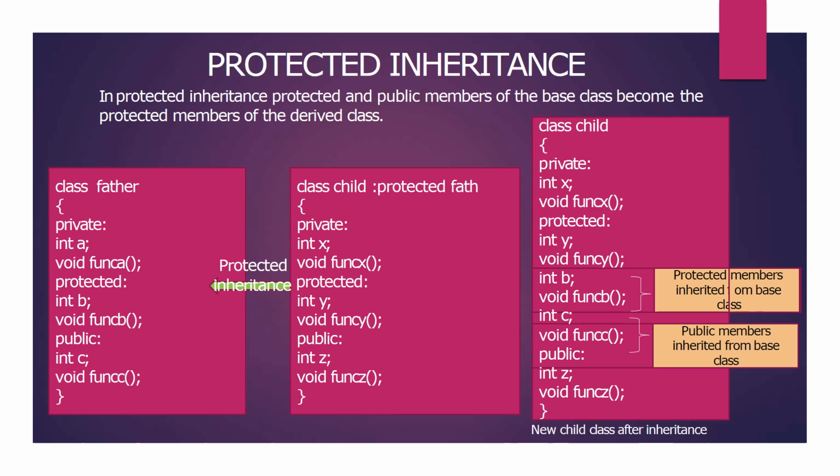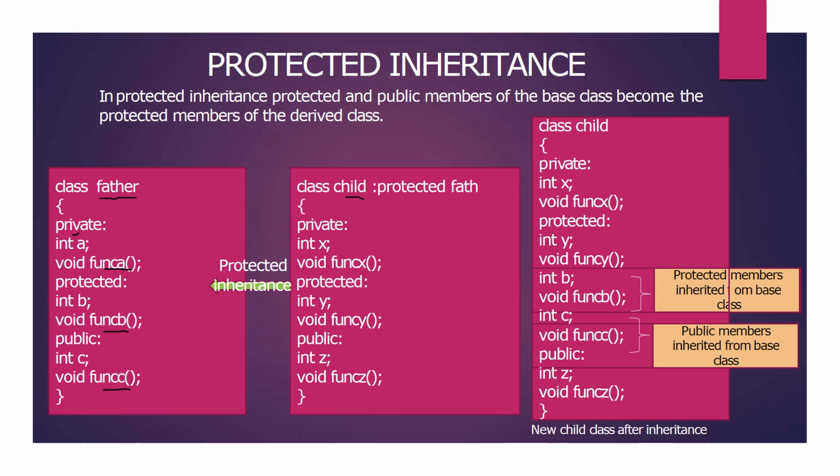Let me say it again. In protected inheritance, protected and public members of the base class become protected members of a derived class. I've taken the same example. Father is the base class and child is the derived class. Under the base class, function A belongs to private, function B belongs to protected, and function C belongs to public under the base class called father.